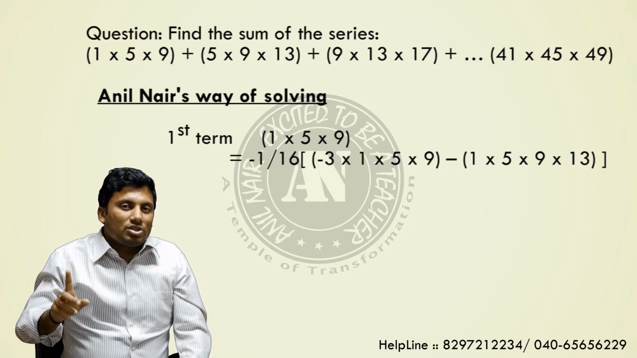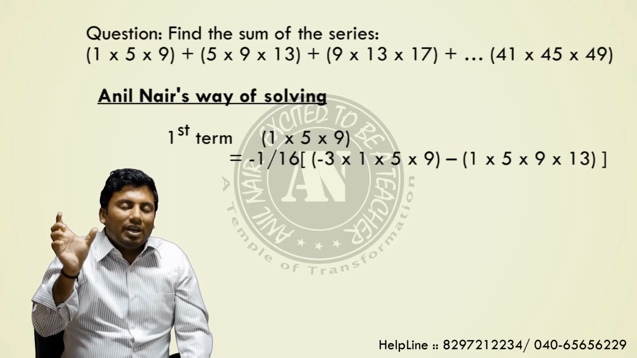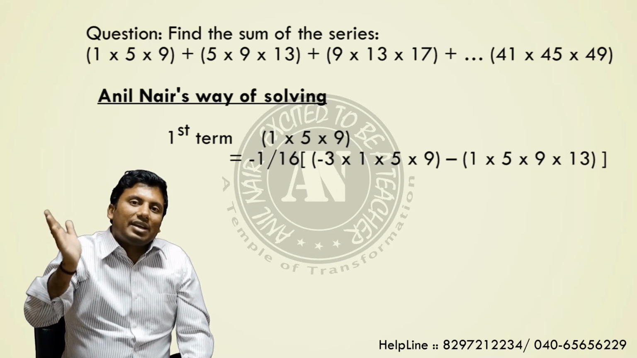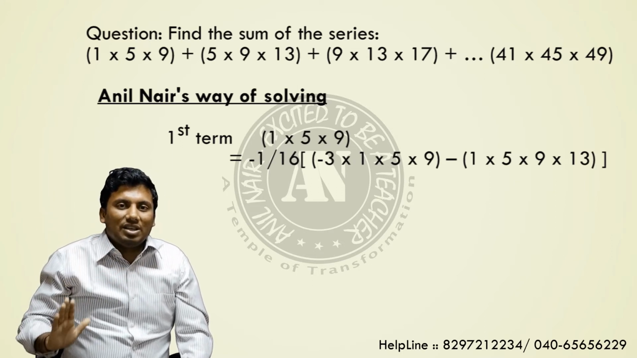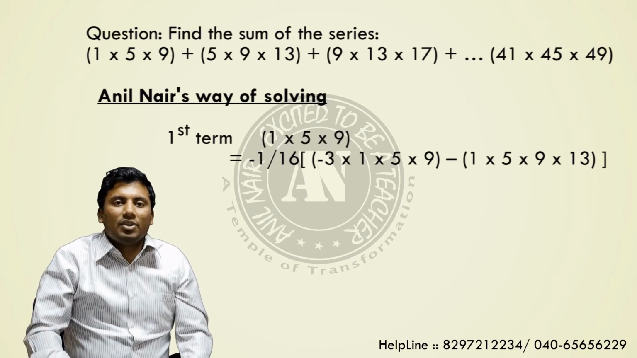Now if you observe closely, inside, if I take 1 into 5 into 9, the remaining value will be minus 16. It gets cancelled by minus 1 by 16. So we can cancel it out and we can get the left hand side.